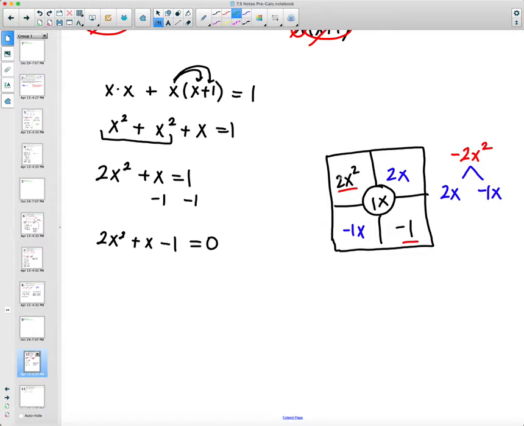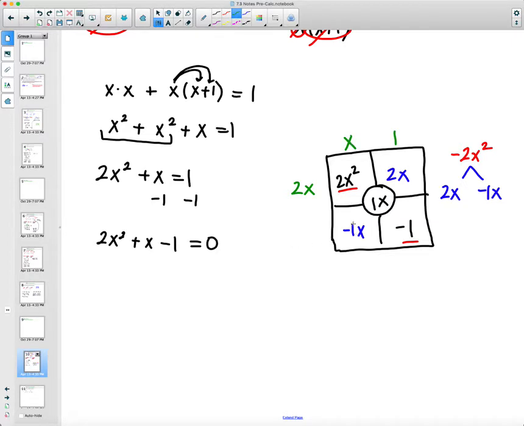Then we're going to look at this top row and decide what's in common. So they both have a 2 in common and an x in common. So we'll factor that out. So then I like to look here at this spot because it's this times this equals this. So what times 2x will give us 2x squared? So x times 2x is 2x squared. 2x times what will be 2x? So 2x times 1.